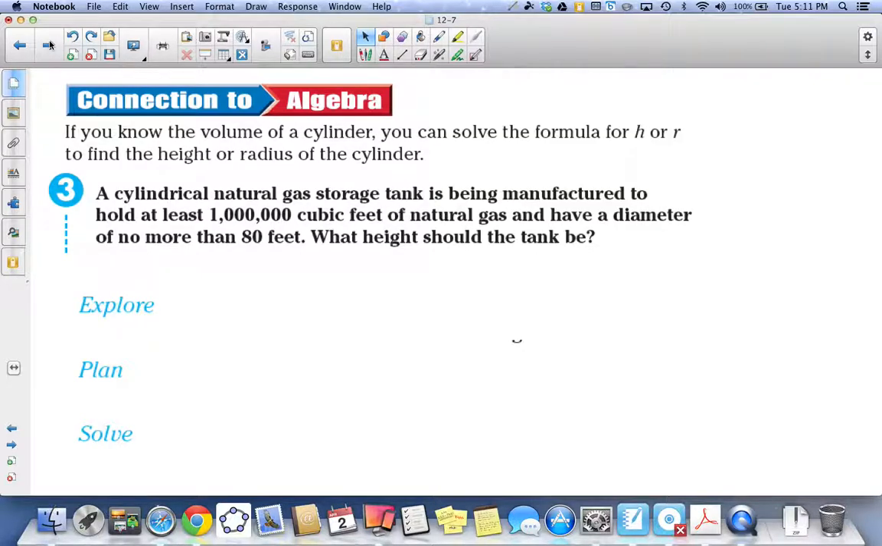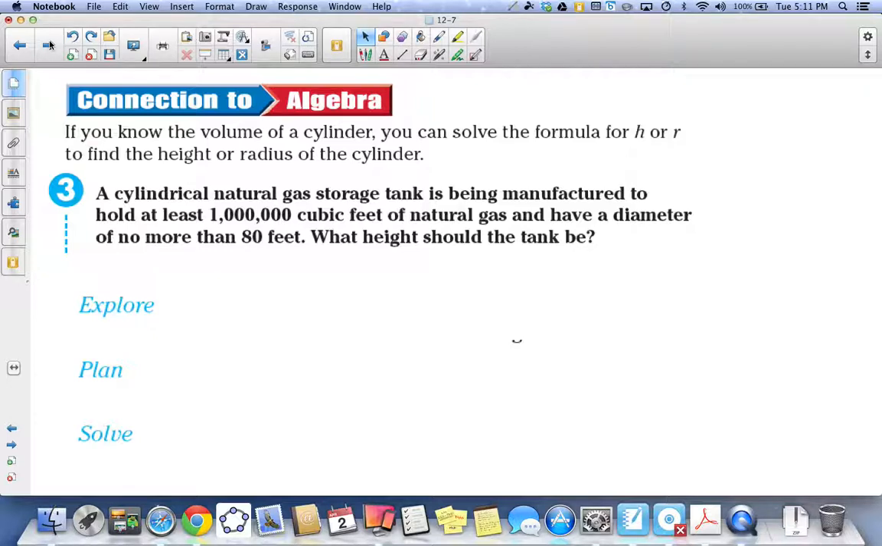Let's go to the last example. If you know the volume of a cylinder, you can solve the formula for h or r to find the height or radius of a cylinder. Let's try this one. A cylindrical natural gas storage tank is being manufactured to hold at least 1 million cubic feet of natural gas and have a diameter of no more than 80 feet. What height should the tank be? If you notice, we're not looking for the volume because we know what the volume is. We are looking for the height of the tank.